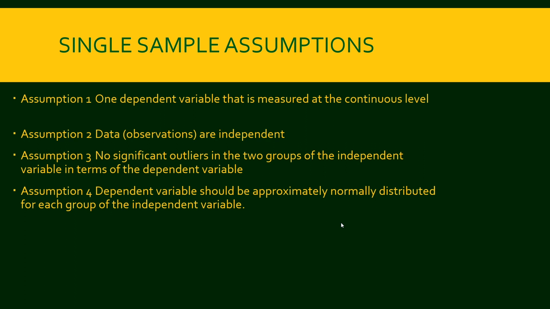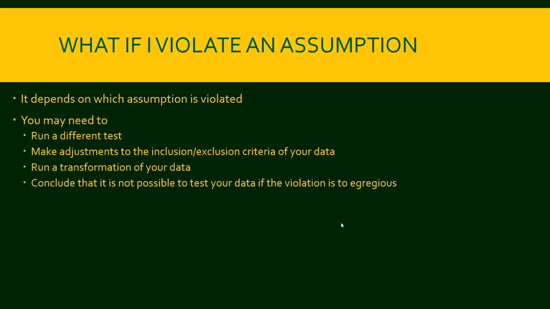And then lastly, same thing with this, the dependent variable should be approximately normally distributed for each group of the independent variable. And same thing, you can run transformations if it's not normally distributed, or redefine your criteria for the inclusion or exclusion. And last but not least, you may just conclude that it's not possible to test your data. If your data is really bad, it may just be that you cannot test your data.